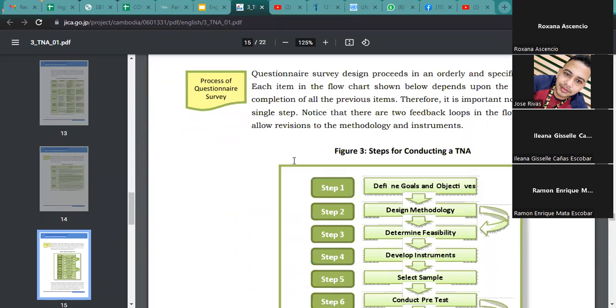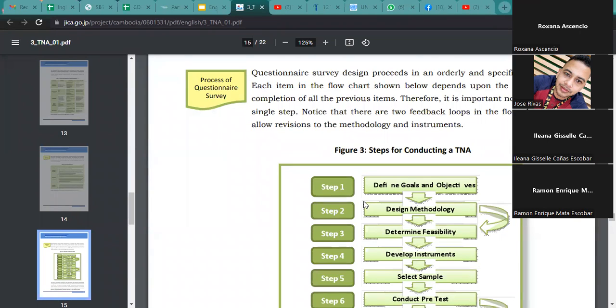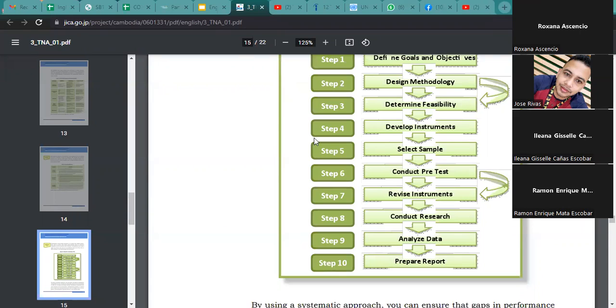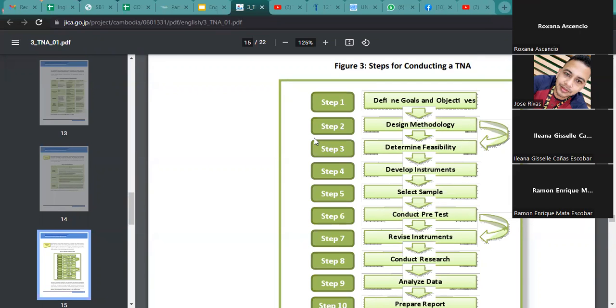Okay, so it says the question resolving design proceeds in an orderly and specific manner. Each item in the flow chart shown below depends upon the successful completion of all the previous items. Therefore, it is important not to skip a single step. Notice that there are two feedback loops in the flowchart to allow revisions to the methodology and instruments. So this is like the TNA, right? How you will conduct the design methodology, determine feasibility, develop instruments, select sample, that is what we were doing at the end, conduct pretest, revise instruments, conduct research, analyze data, and prepare report. So this is kind of clear. This is a very good thing, actually.